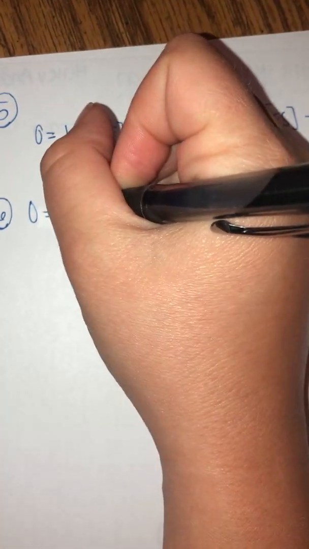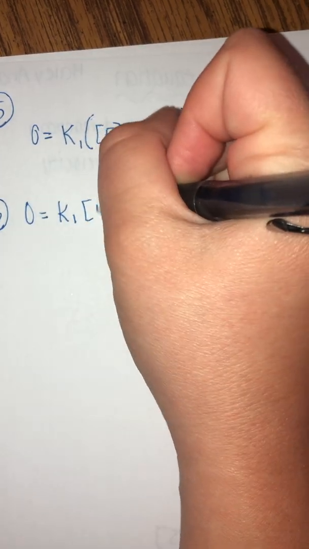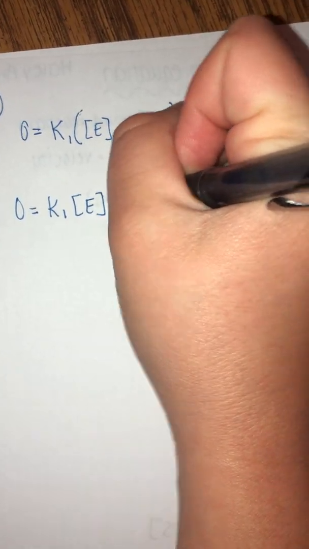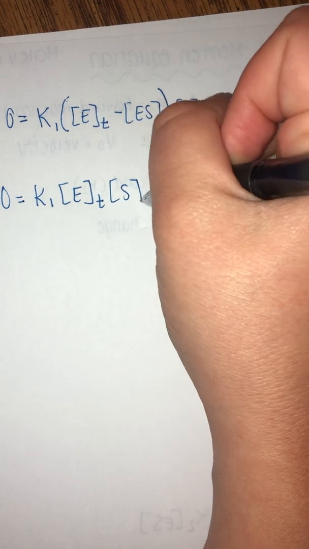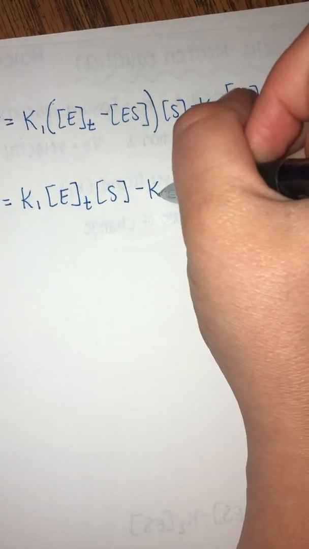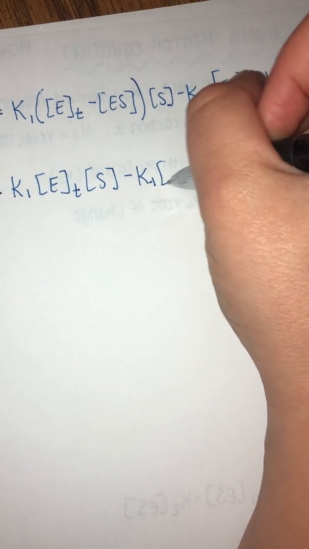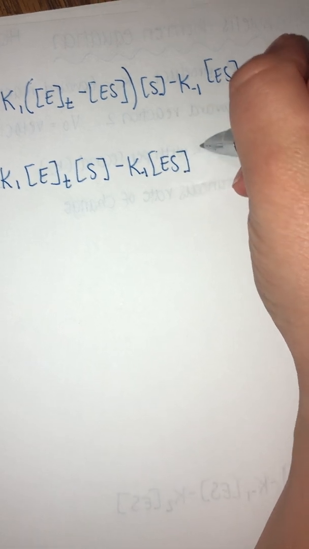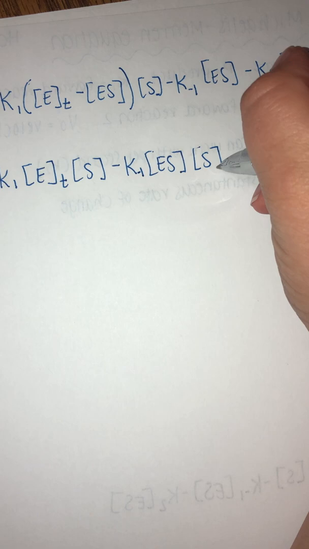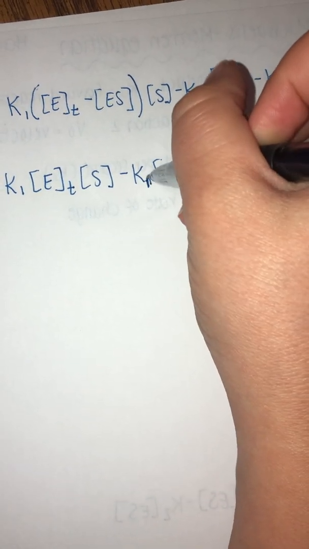Okay, now we're going to distribute K1 throughout. So we will have negative 1, oh, I'm sorry, this is K1.